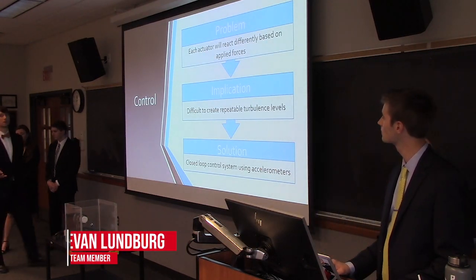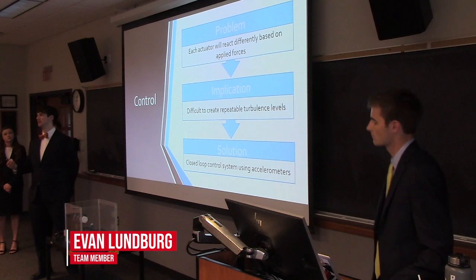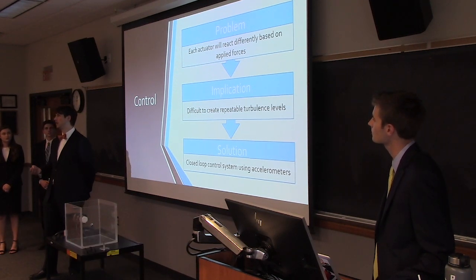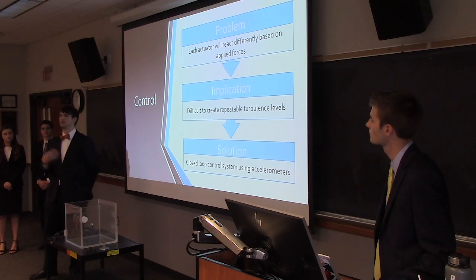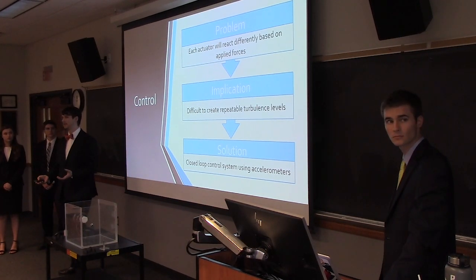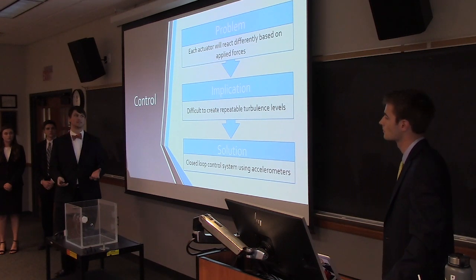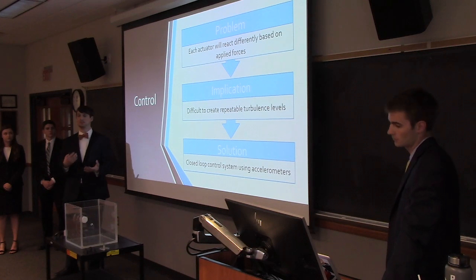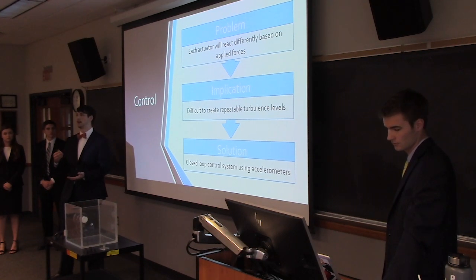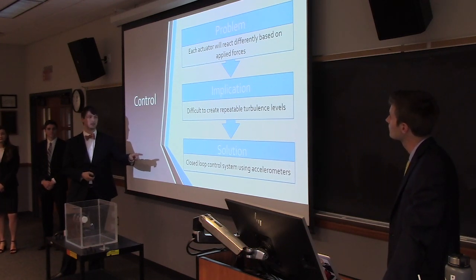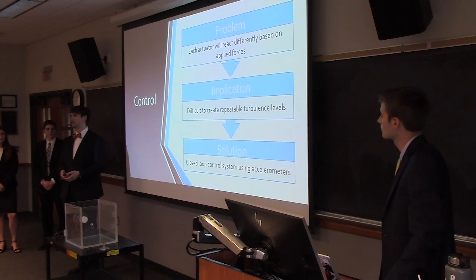Great. So now we are able to generate and output a specific volume. The problem is that each actuator is going to operate differently depending on the forces applied. This basically means that we have no way of controlling our system or verifying that the system is actually doing what it's trying to do, which is output a specific homogeneous isotropic flow in the tank. So with that, what we wanted to do is generate a closed loop control system with accelerometers.